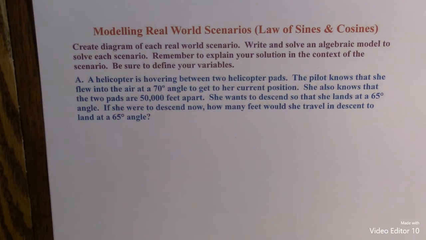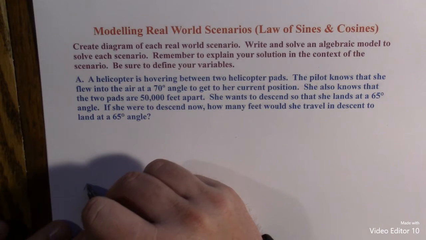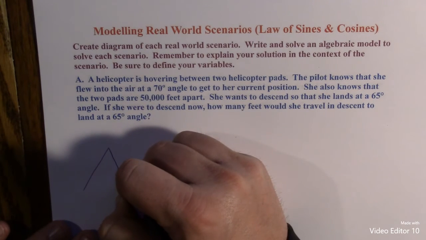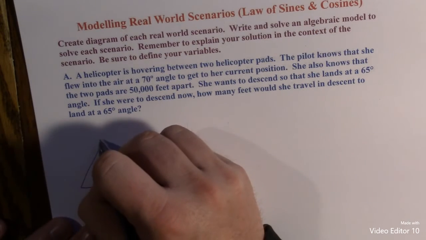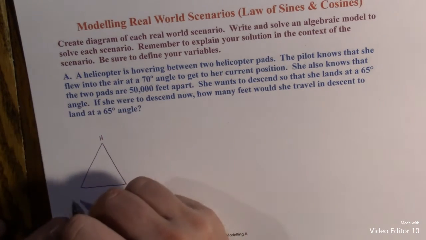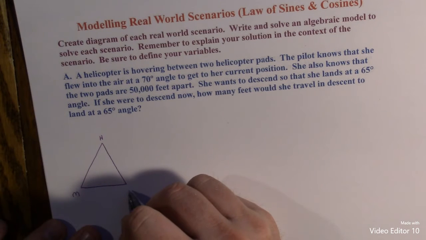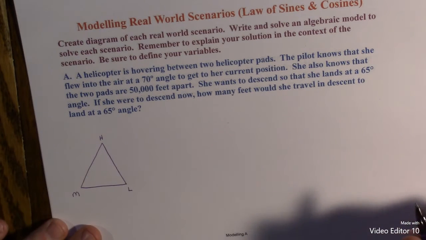This week's concept is taking real-world scenarios and using the law of sines and the law of cosines to model and solve them. Our scenario A deals with a helicopter hovering between two landing pads or helicopter pads. Using the two pads and the helicopter, we are able to construct a triangle, with the helicopter, point H, at one point, and the two landing pads, point M and point L, at the other 2 points.